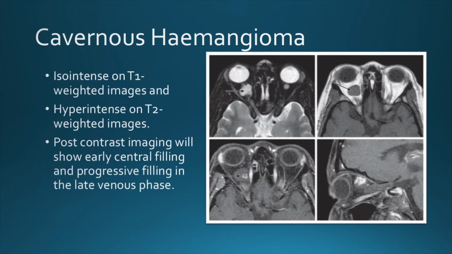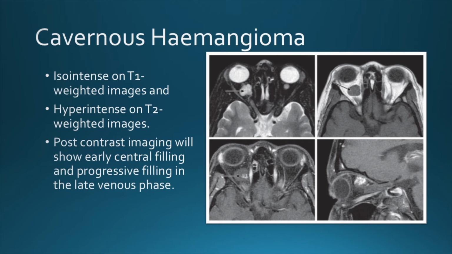In cavernous sinus hemangiomas, the lesion will be isointense on T1 weighted image and hyperintense on T2 weighted image. The characteristic post-contrast filling of the lesion will show central filling and progressive filling of the whole lesion during the late venous phase.